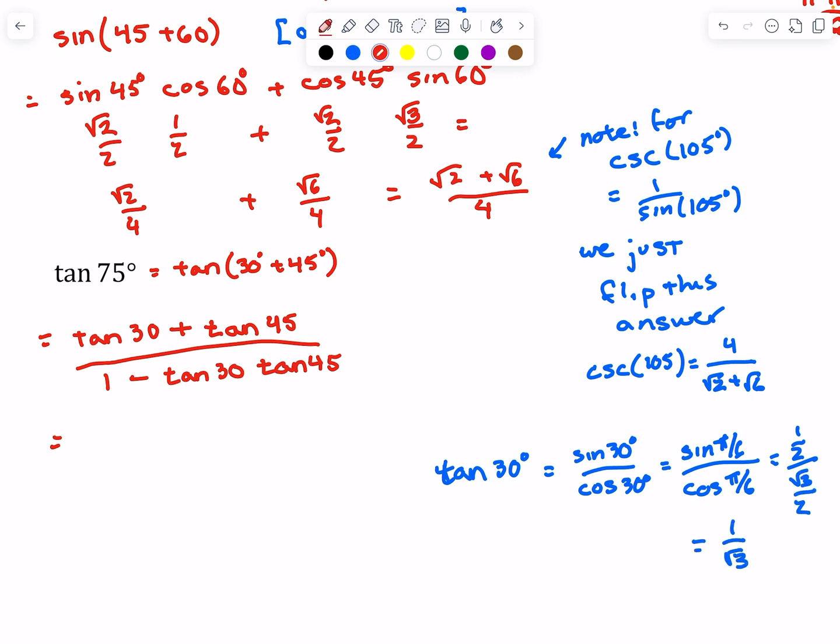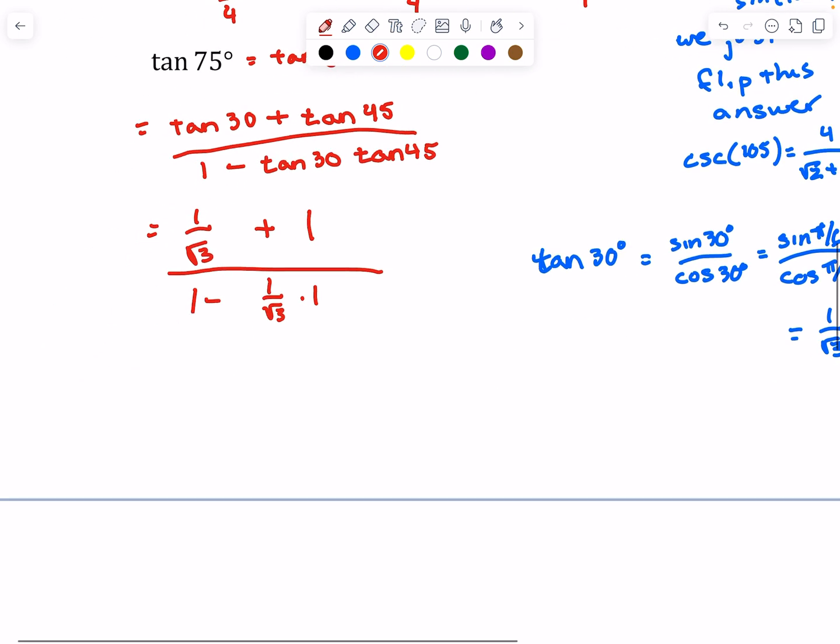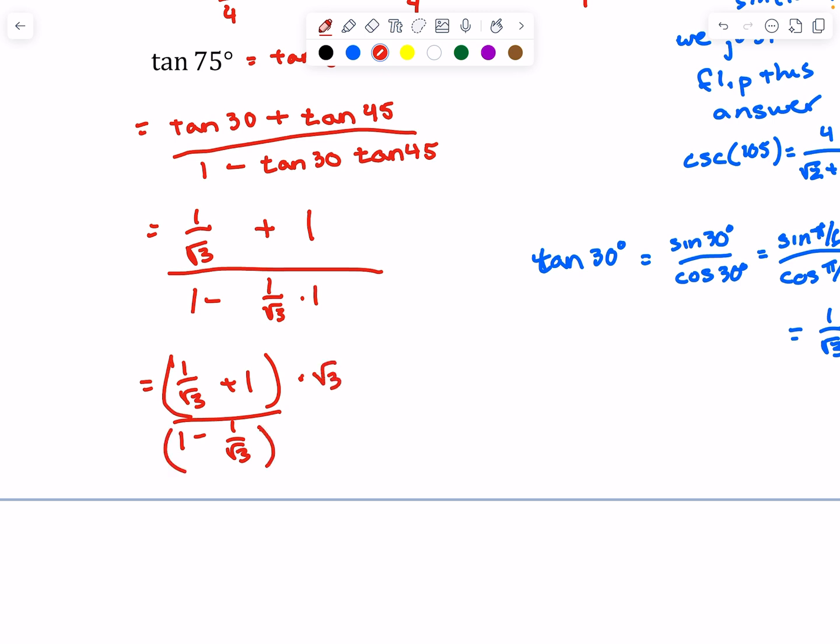Just to remind you. So we just talked about tan of 45, that's 1. If I want to make this less pretty, and I do, I want to take and multiply the top and the bottom by root 3. Clears up the compound fraction. You end up with 1 over root 3 times root 3 is just 1, and then plus root 3 over the same thing. You have root 3 minus 1. There we go.